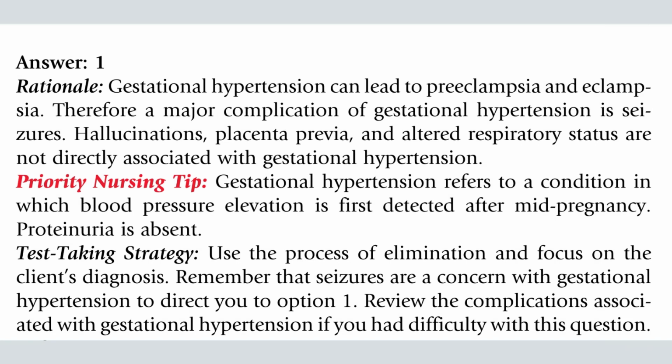Answer: 1. Rationale: gestational hypertension can lead to preeclampsia and eclampsia. Therefore, a major complication of gestational hypertension is seizures. Hallucinations, placenta previa, and altered respiratory status are not directly associated with gestational hypertension.